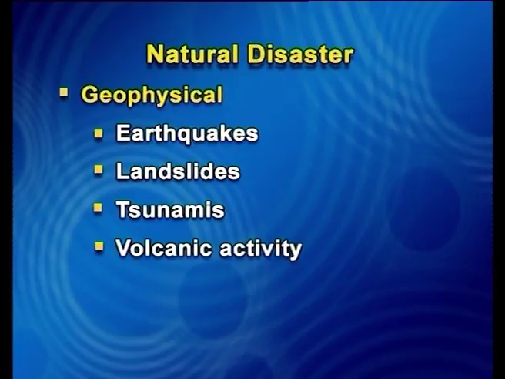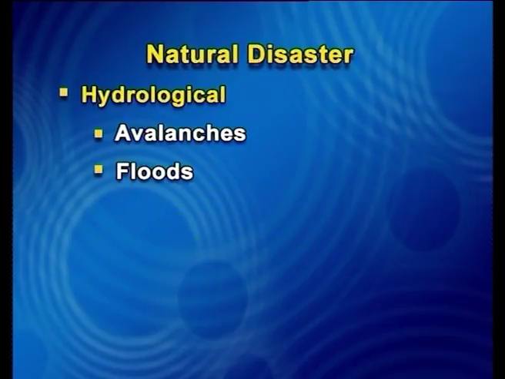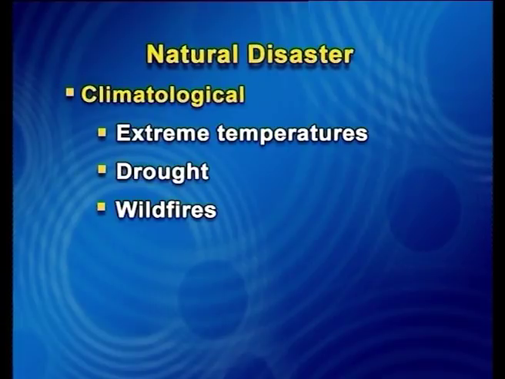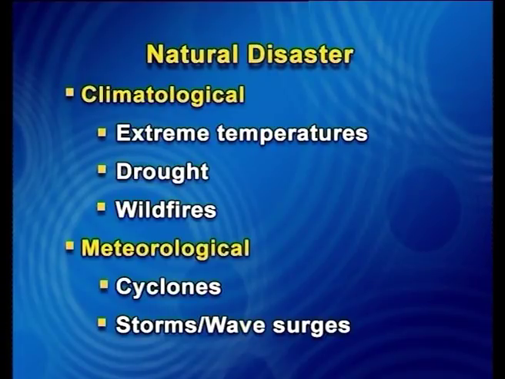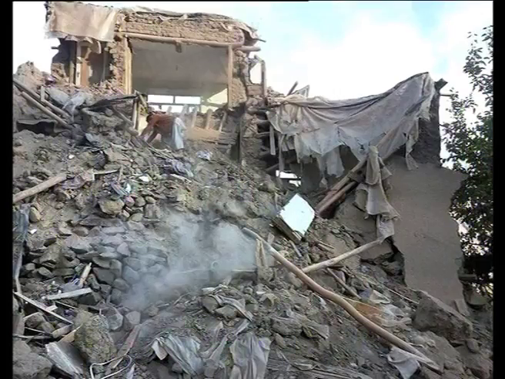A natural disaster is a naturally occurring physical phenomenon which can be geophysical: earthquakes, landslides, tsunami and volcanic activity; hydrological: avalanches and floods; climatological: extreme temperature, drought and wildfires; or meteorological: cyclones and storms, wave surges. Natural disasters cause loss of life, injury or other health impacts, property damage, loss of livelihoods and services, social and economic disruptions, or environmental damage.